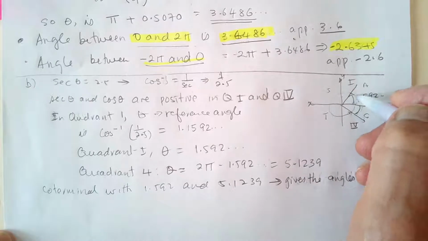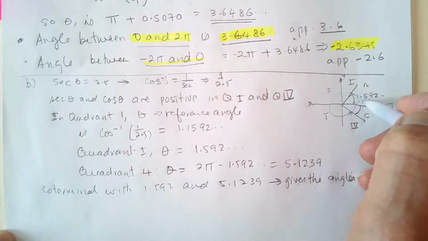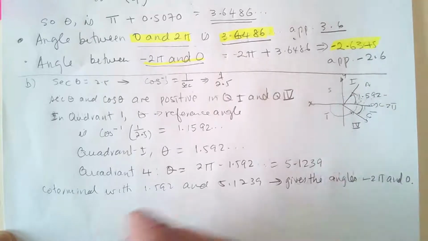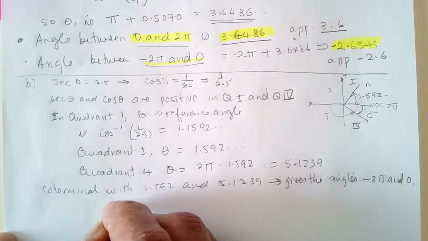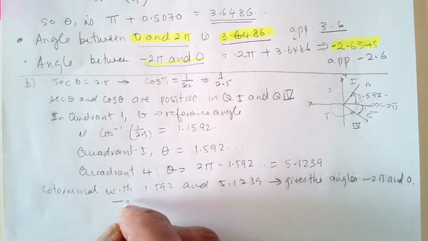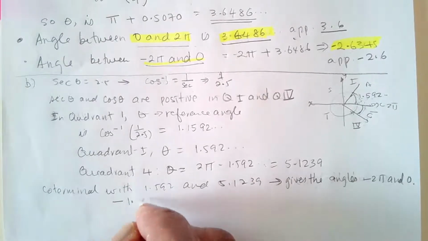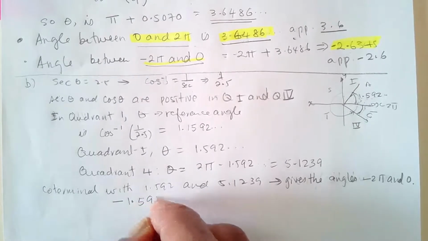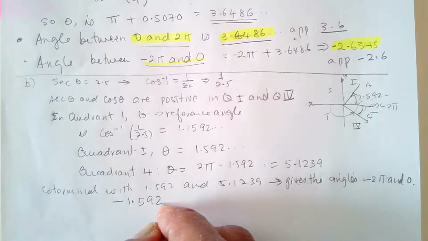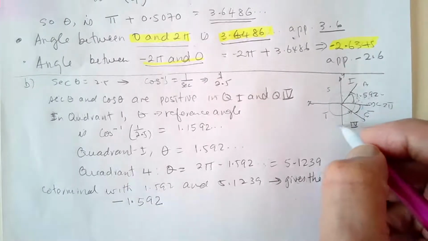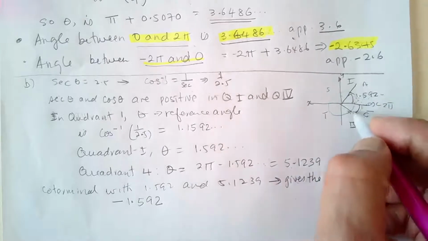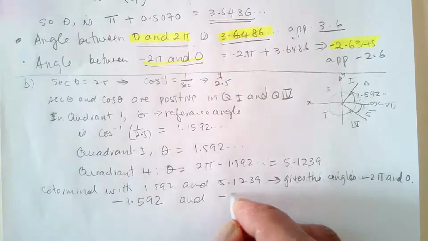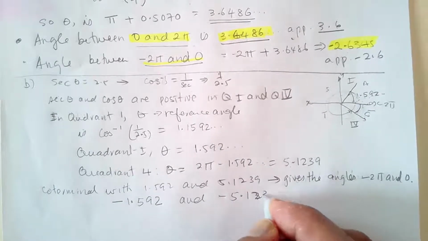So recall, this is 1.592. So the reference angle here will also become negative. So that'll give us negative 1.592. And to the reverse now, so it will be the inverse. So continue to and negative 5.1239.